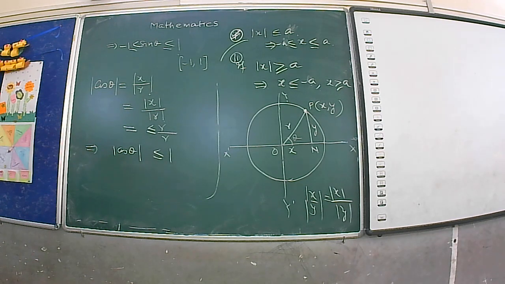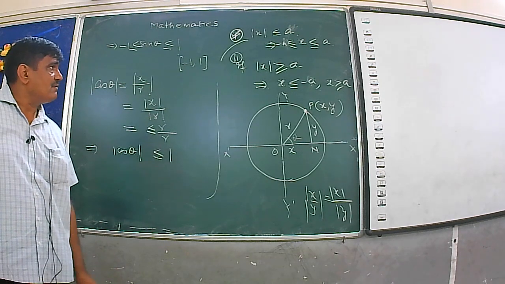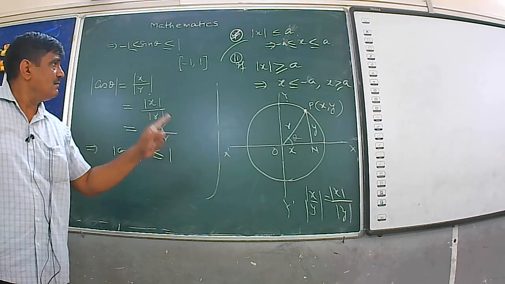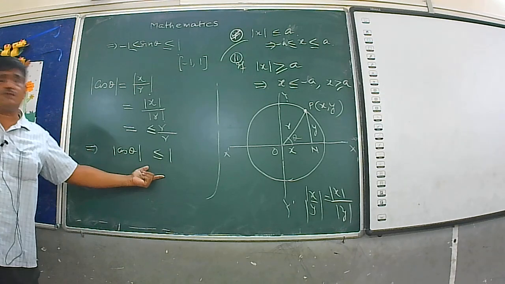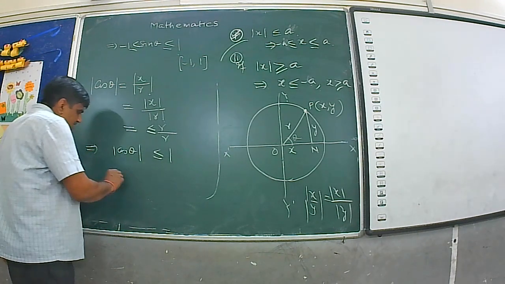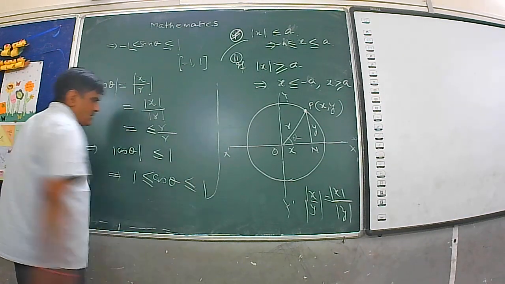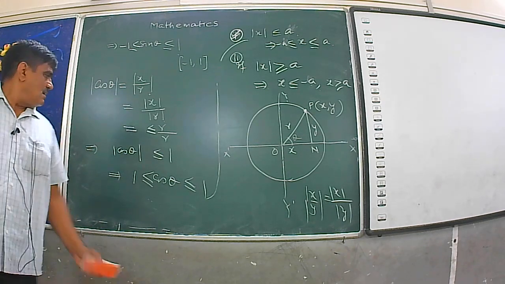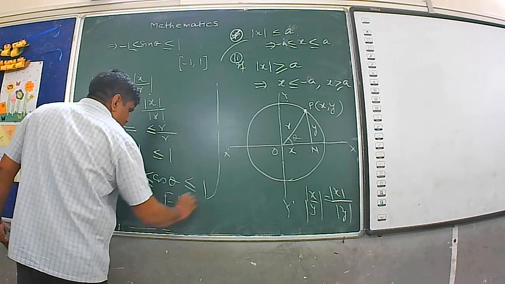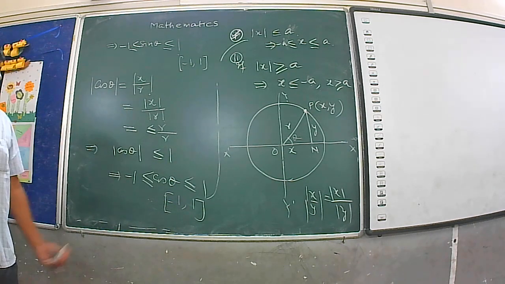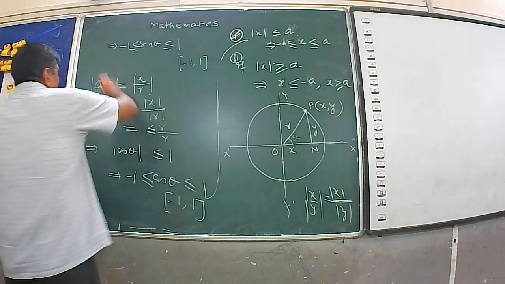Now, use the first condition, modulus of x is less than or equal to a. Therefore, x lies between minus a to a, and cos theta is less than or equal to 1. What is the meaning of this? Cos theta lies between minus 1 to 1. That is, the range of cos theta will be minus 1 to 1. Now, sec theta, cosec theta.